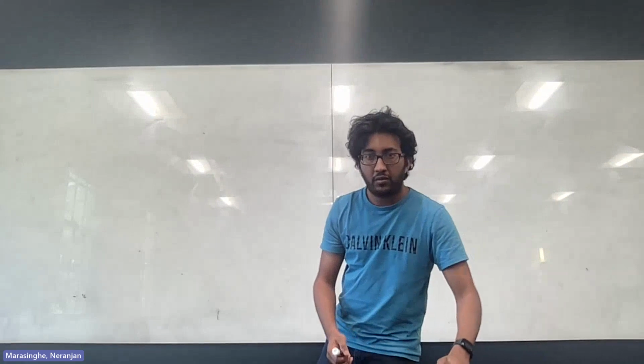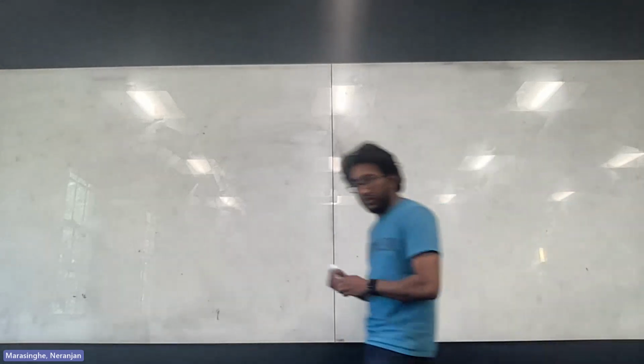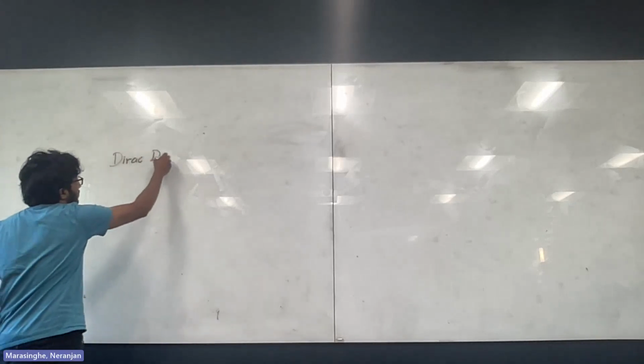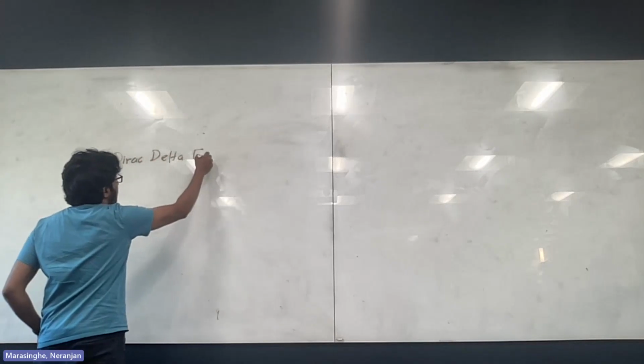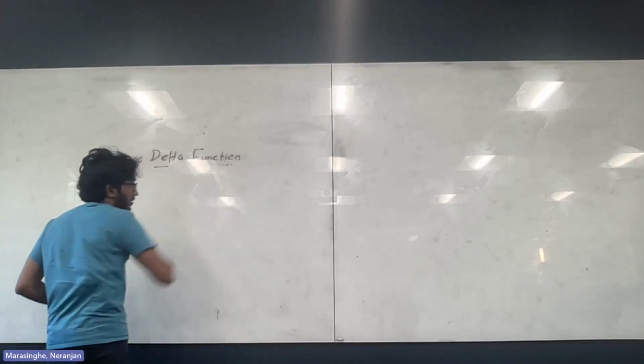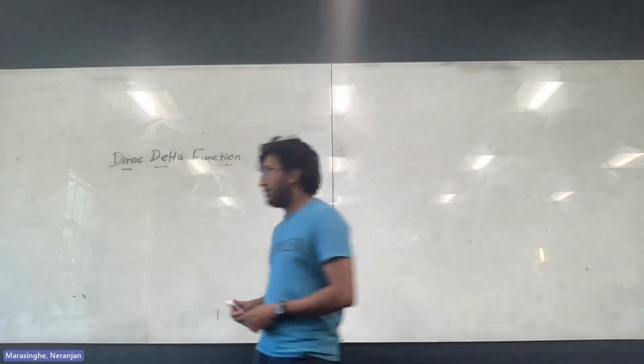In the last class, I talked about the delta function, right? In the last class, we talked about the Dirac delta function. Right, so what was the Dirac delta function?